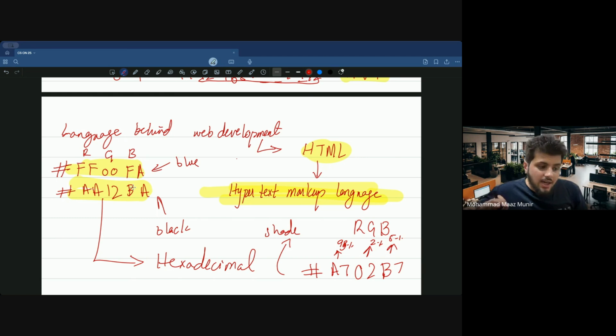Now you don't have to memorize these codes. Yes, these are basically hexadecimal numbers, and you should just know that the color codes are also written in hexadecimal values.